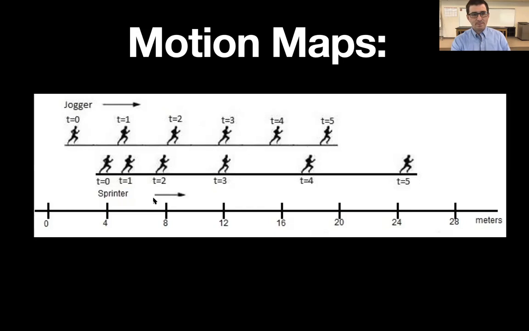So this is just a bunch of different positions at a bunch of different times. At time 0, the position is 1. At time 1, the position is 5. And then on from there. So some questions that they might ask based on this is which of the runners, the jogger or the sprinter, has a greater acceleration?